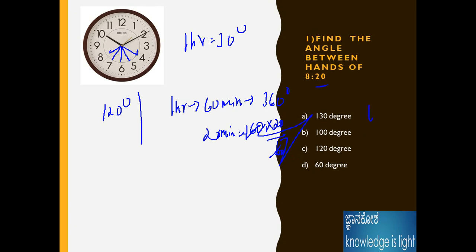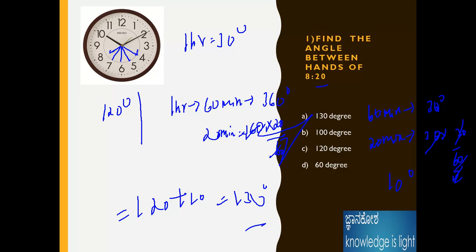Okay, I am taking 60 minutes is equal to 30 degrees. Therefore, 20 minutes is equal to how much? We know 1 hour is 30 degrees, and 1 hour is 60 minutes. 30 degrees means for 20 minutes, that is 20 by 60 times 30, which is 10 degrees. If we add 120 plus 10, it should come as 130 degrees. This is the second method, friends. Either you can solve by that method or by this method.